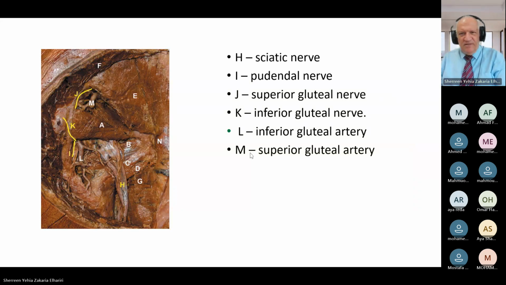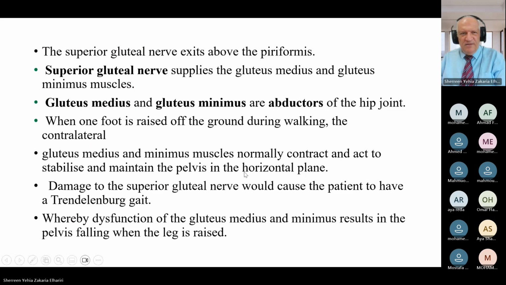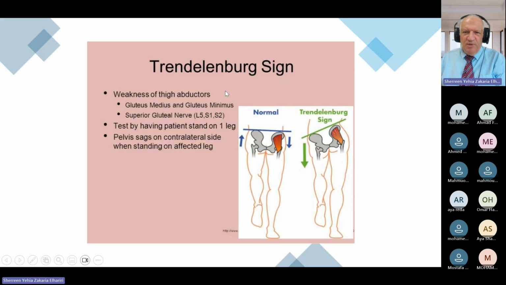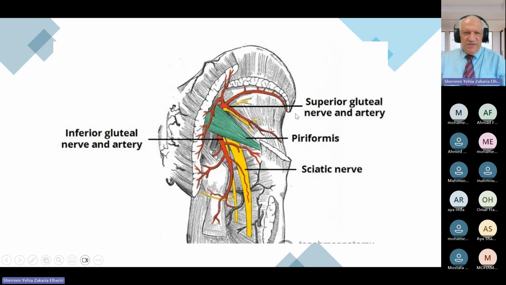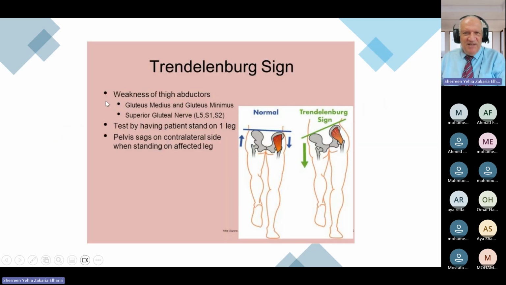Okay, just a minute. Okay, so it is supplied by the superior gluteal nerve, which supplies the gluteus medius and gluteus minimus. The gluteus medius and minimus are the abductors, and they are important in this test. So it is an important test in orthopedics. Of course, this is colored anatomy. We don't use this picture in the exam, but it is Trendelenburg.